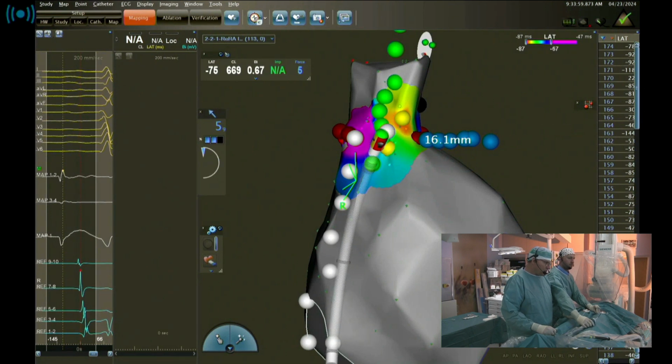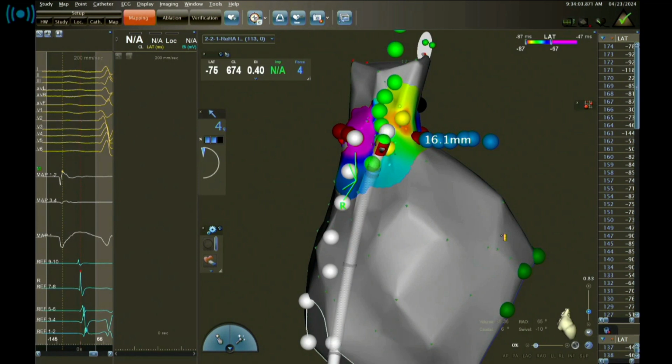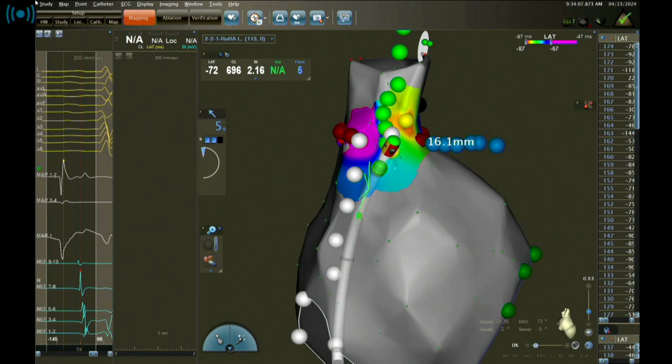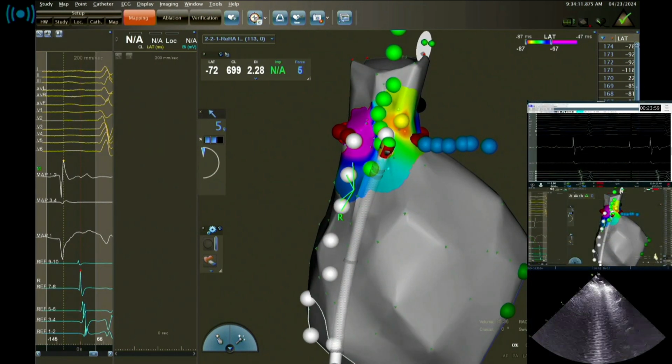And I am sure that after a couple of lesions directly against phrenic, there will be definite loss of capture. Maybe it will be longer, not 5 minutes. Maybe it will be 20 minutes or even longer. I don't know. But it should be done.